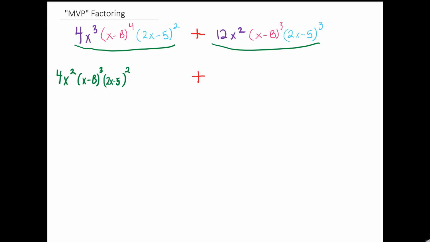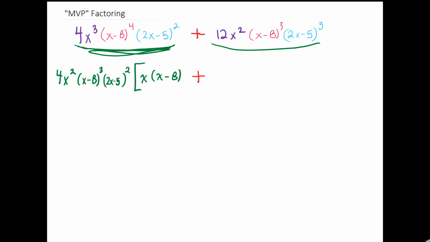Okay, if that is my GCF, then the next part is to figure out what is left over when I pull that out. So I'm going to put a big bracket to signify that now I'm looking at what's left over. From the first initial part, I pulled out the 4. I pulled out 2 x's, even though there were 3, so I have 1 left over. I pulled out 3 of the x minus 8s, but there's a total of 4 of them, so I have another x minus 8 in here. And then I pulled out both of the 2x minus 5s, so that quantity's done.